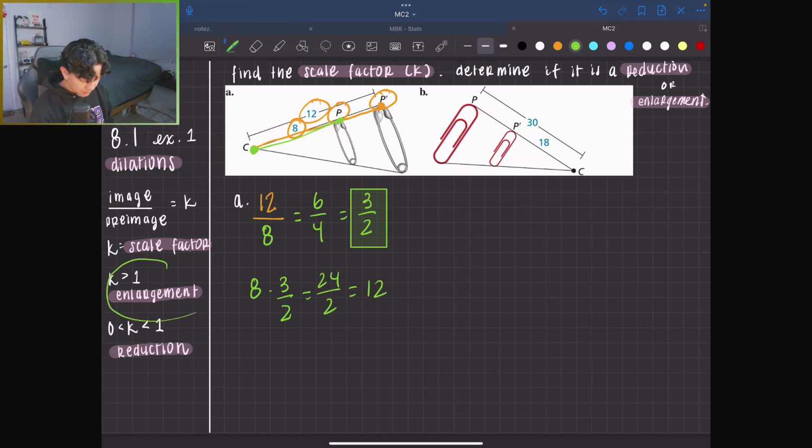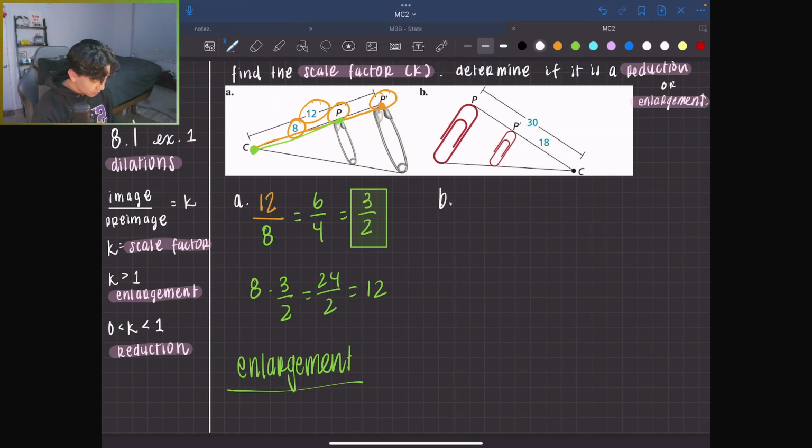Now take a look over here. If our scale factor is larger than 1, this is an enlargement because it's getting larger. So obviously this is going to be an enlargement over here. Okay, cool. Let's try B now.